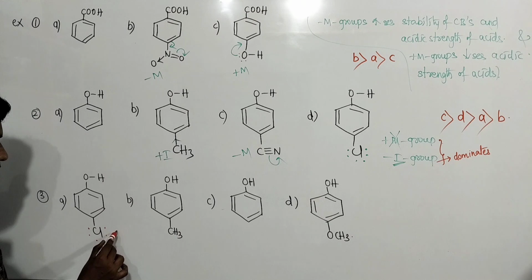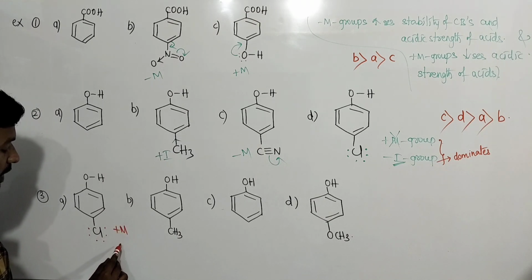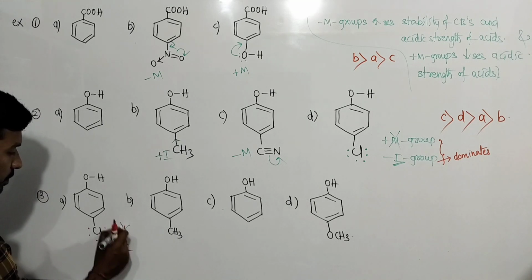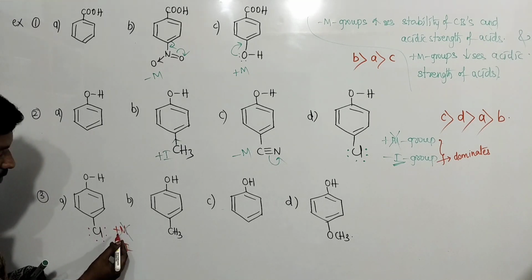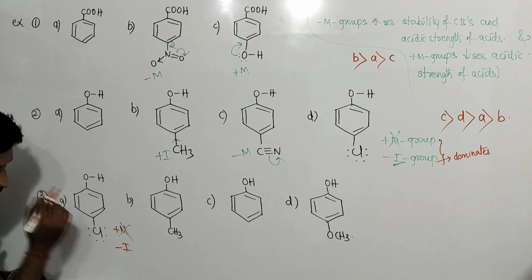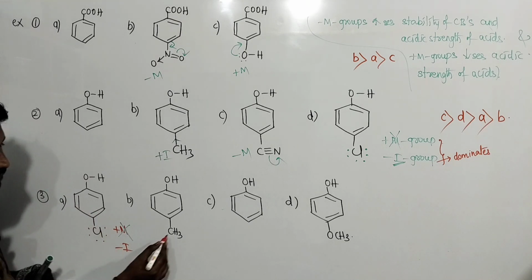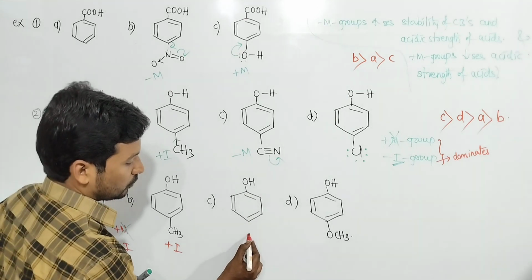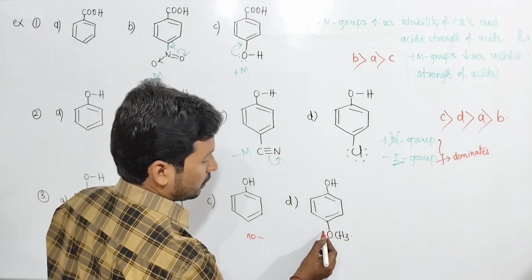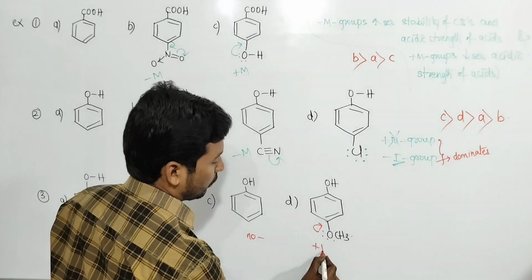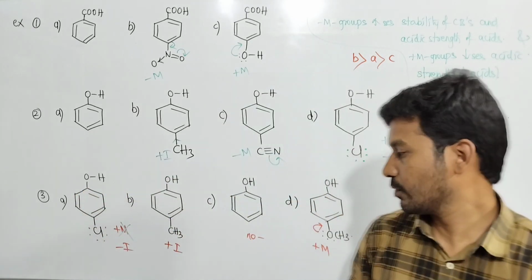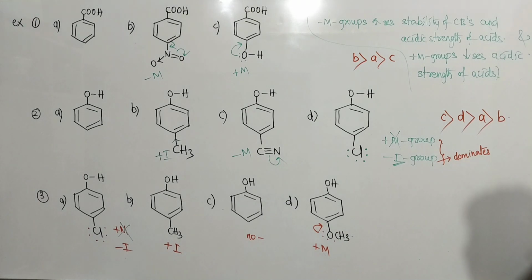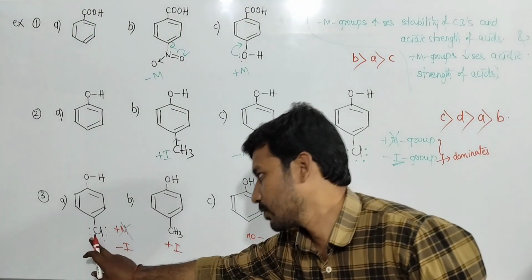For halogen, which group this is? Plus I and plus M and minus I. So here plus M is undominated, minus I dominated for halogen. Here this is what? Only plus I group. So here no group. Here plus M group, positive mesomeric group, because conjugation, lone pair, single bond, double bond. Conjugation means mesomeric effect. Here also mesomeric effect, but only for halogen.